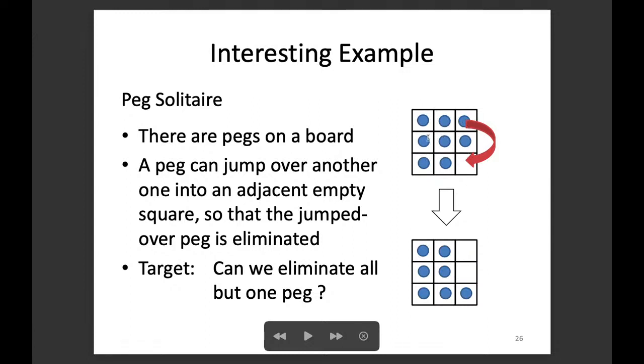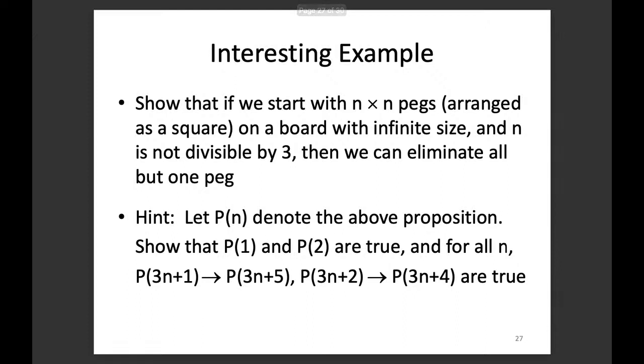We jump this one to the above, we jump this one to the above, and then we jump this one to the left, something like this. So we will have exactly one peg left. We want to show that when n is 1, 2, 4, 5, 7, 8, 10, 11, as long as n is not a multiple of 3, this can always be done. Okay. And then the induction case is a little bit interesting. It's not strong induction. It's not the natural weak induction that we have.